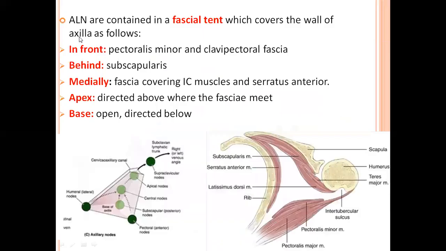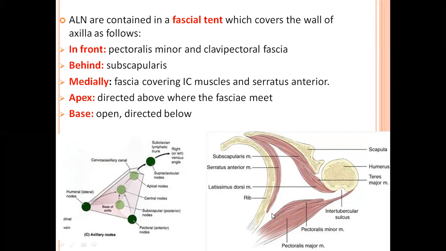So now, the axillary group of lymph nodes are contained in the fascial tent. That means in the axillary fascia, you will see they are all embedded. Okay. So in front, you will see it covers almost the walls of the axilla as follows. Okay. What are the walls of the axilla? Anterior wall: pectoralis major and minor. Behind, we have subscapularis and latissimus dorsi. Medial, we have serratus anterior. Lateral is formed by the convergence of the anterior and posterior walls, right?